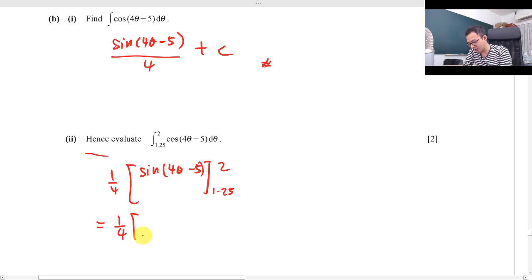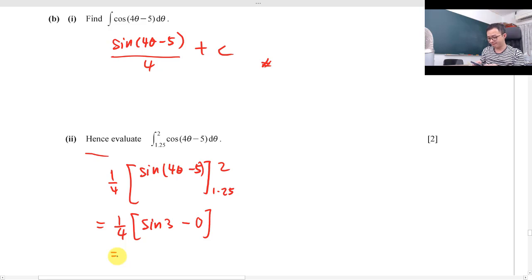Then I will do some substitution. This is sine. Obviously you should know this one is in radians because you don't see any degree sign here, so it is automatically radians. So therefore I have sine of 8 minus 5, so I have sine of 3 minus 1.25 times 4 is equal to what? My brain just can't function. 5, yup. So 5 minus 5 is 0. Okay, so it's just sine 3 divided by 4.